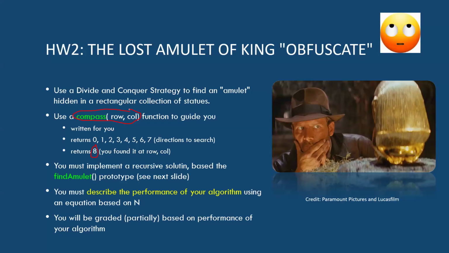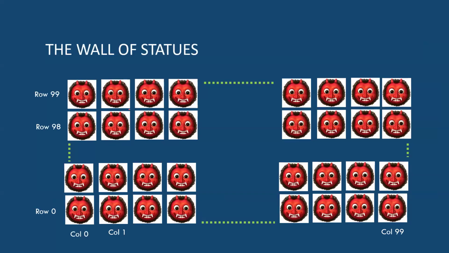I think you'll figure out the pattern before too long, but let me break it down for you. Here's our wall of scary statues. The treasure is hidden in one of the mouths of one of these statues. We have row 0 through row 99. That's 100 rows, 100 columns. Okay, so you can do the math on that.